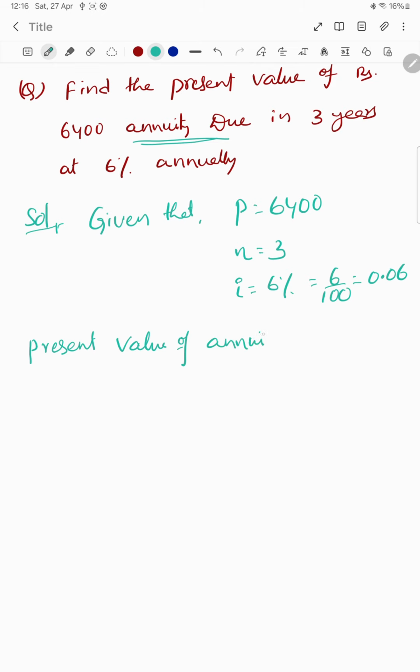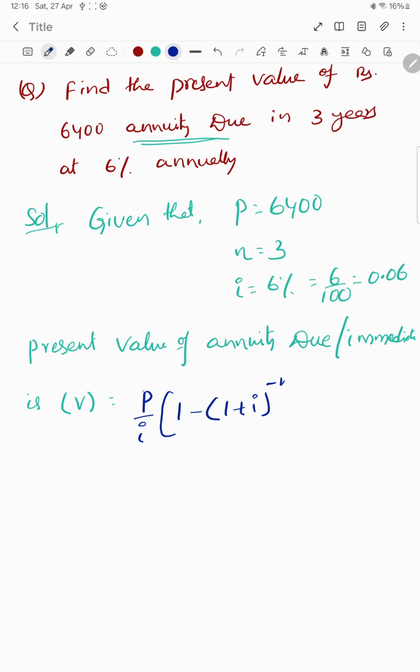Okay, now let's write the formula for present value of annuity due or annuity immediate. Remember, annuity due and annuity immediate are the same, both the words mean the same, and this is calculated by P by I into 1 minus 1 plus I to the power of minus n. If you observe the formula, till now it is the same as the previous one, the only difference is that the whole term gets multiplied by 1 plus I. Okay, now just substitute all these values in this formula.